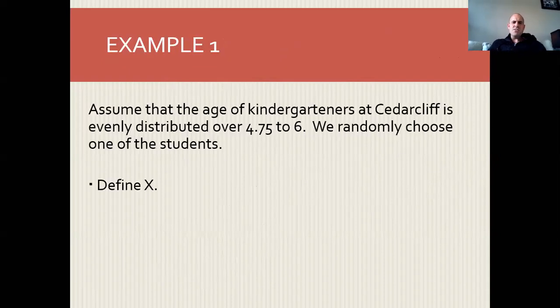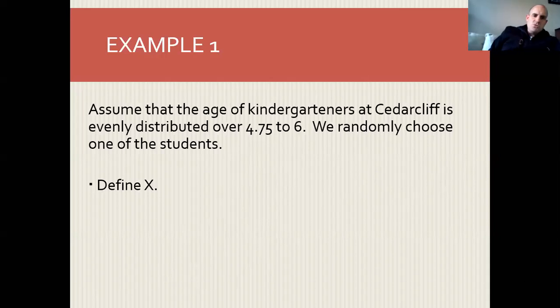Assume that the age of kindergartners at Cedar Cliff is evenly distributed over 4.75 to 6. So it's equally likely to fall anywhere within that range. Again, if we had a density that was spiked up at certain points, that would tend to make the values of the random variable congregate in that range more frequently. Whereas the uniform distribution is just a nice even distribution everywhere.